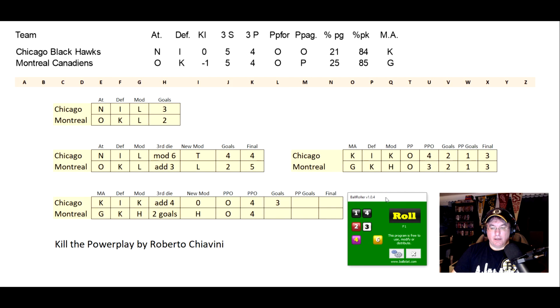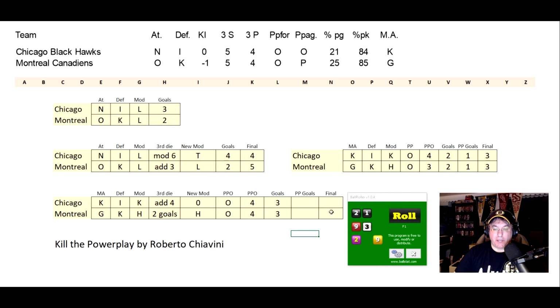Montreal in column H rolls a 3. That's not very good. It's only 1. But we add 2 goals. Remember that? Because of the third die. So Montreal rolls 1 goal, but we add 2, so that gets them to 3 as well. So right now we have a tie game because of the modified 2 goals here.